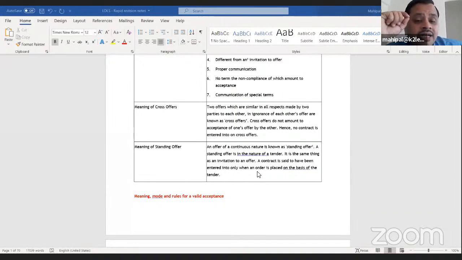I write a letter that I want to sell my house to you. If you are interested, kindly reply. At the same time, you write a letter to me. Sir, are you willing to sell your house? I am willing to buy your house. Kindly reply if you are willing to sell. So both have offered each other without any acceptance. These are called cross offers. They are two identical offers.